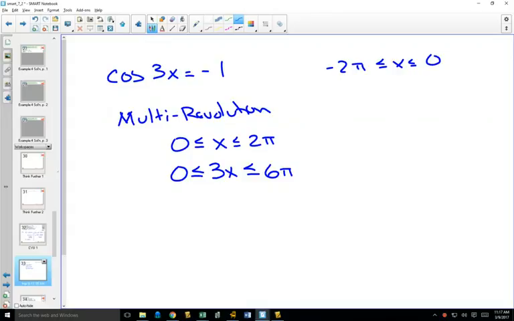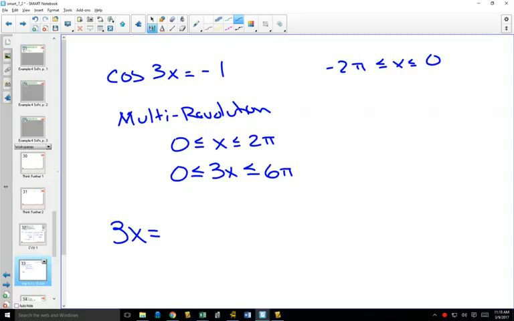So what we do with the multi-revolution question is, instead of just having an x inside of the cos, or just a theta inside of the cos, and then writing x equals, now we have a 3x inside of the cos, so we're going to write 3x equals. But when solving for 3x, we have to go 3 times around the circle. Because x is once around the circle, that means 3x would be 3 times around the circle.